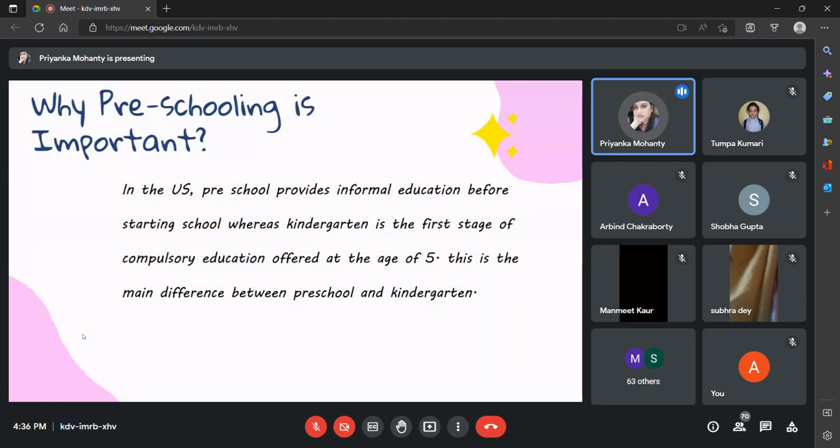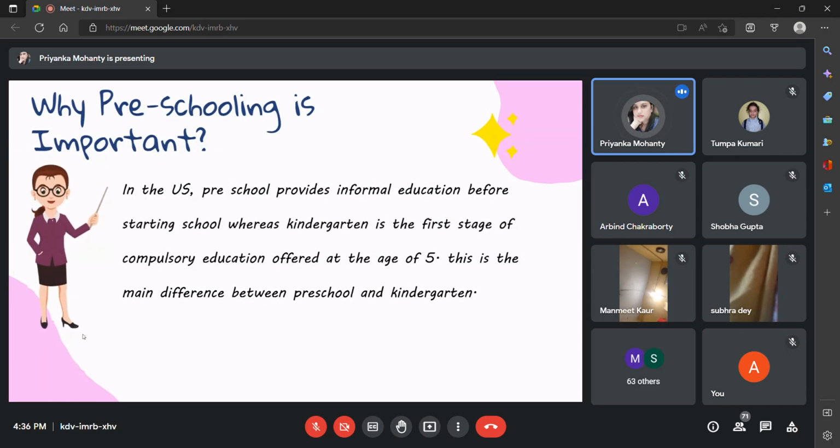Why is preschool important? In the US, preschool provides informal education before starting school, whereas kindergarten is the first stage of compulsory education offered at the age of 5. This is the main difference between preschool and kindergarten.